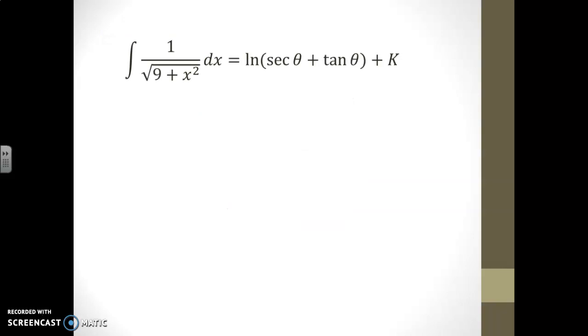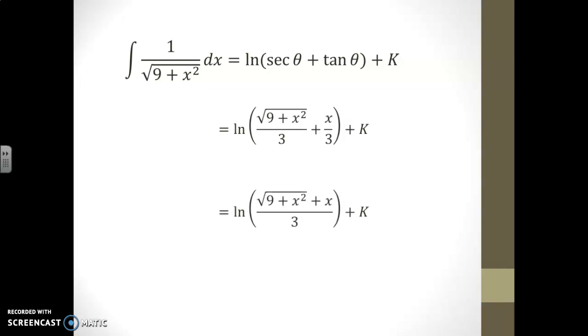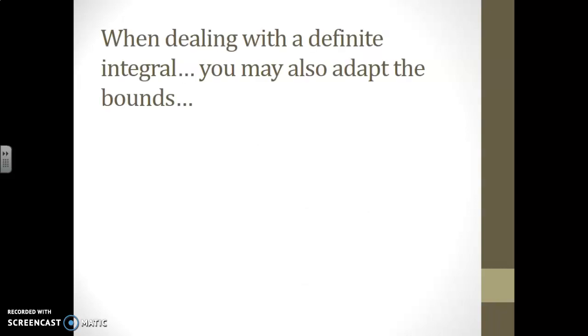So, ln of secant theta plus tan theta can be converted back to x's. And common denominator 3 could then be regrouped. In fact, we could even remove the 3 completely by using the property ln of a over b becomes ln of a minus ln of b, and incorporating ln of 3 with the constant. If we are dealing with a definite integral, bounds can be adapted as you go along.